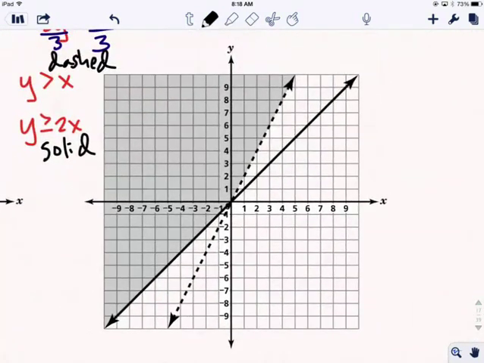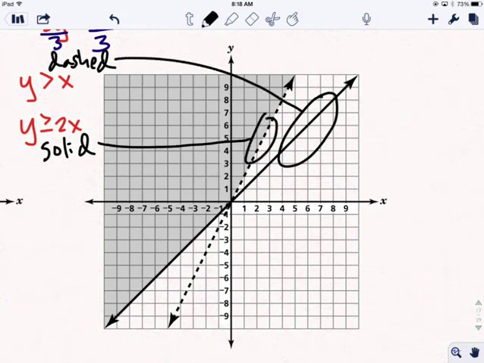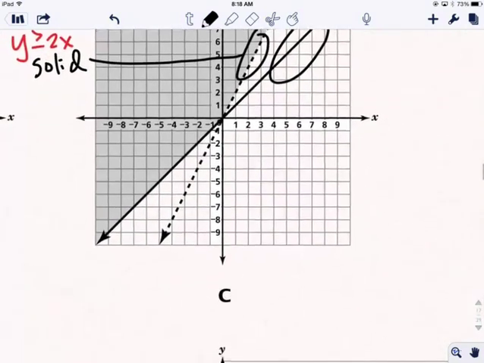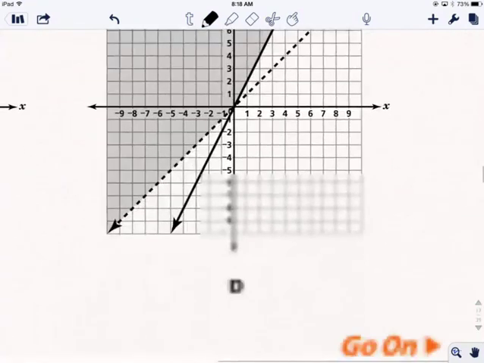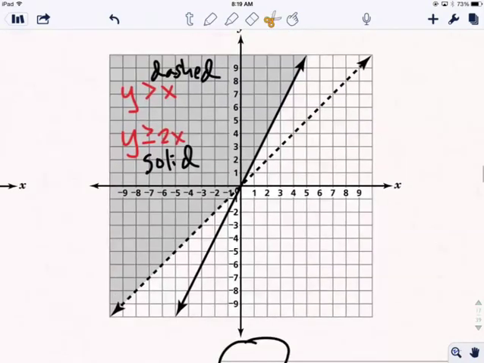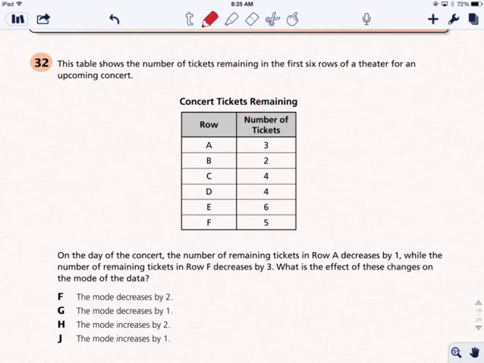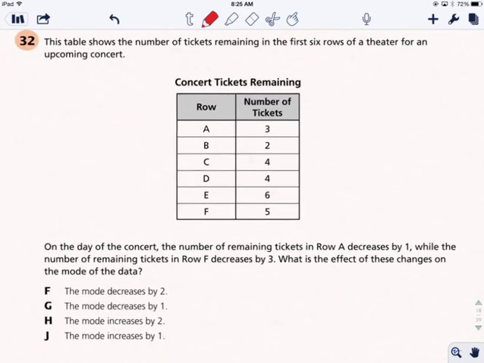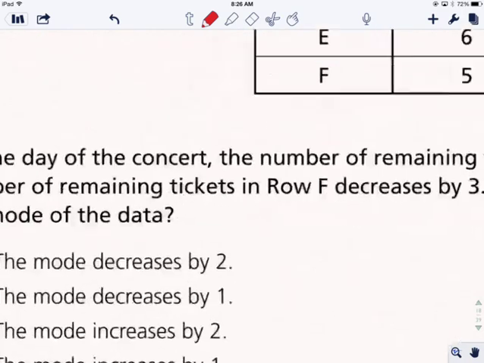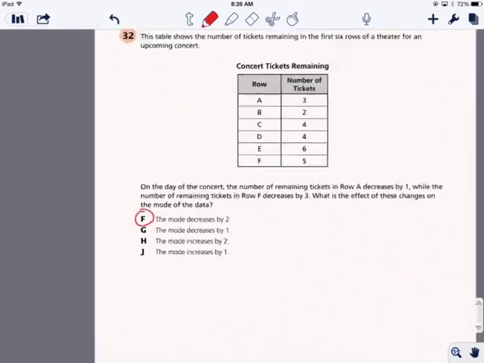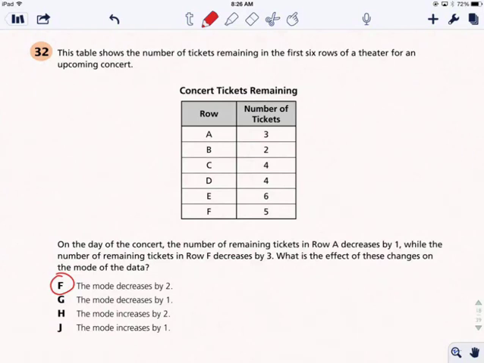So we want this line to be dashed, this line to be solid. Well, that's not true for C, but it is true for D. Okay? So we are done with that problem. Number 32. This is another example of a problem that will not actually be on the EOC, but I'm not going to be mean and just let it hang out there. The correct answer choice should be F. If you don't quite understand why, that's alright. You won't see a problem like this.